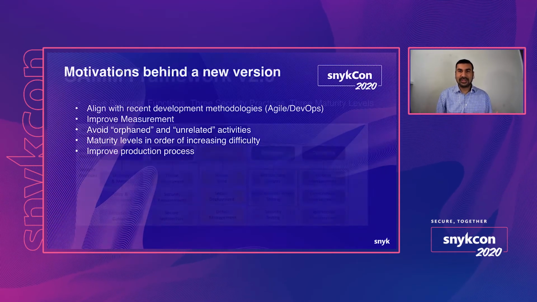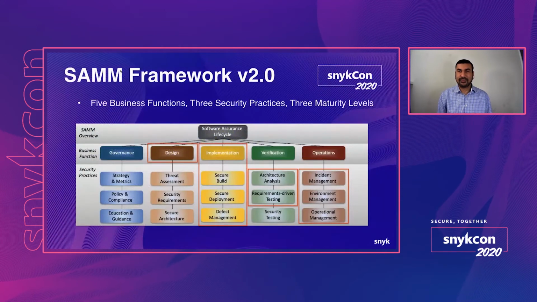At high level, this is the version 2.0 framework. And areas highlighted here are changes from SAM version 1.5, which we'll cover in a few minutes. SAM version 2.0 is defined in 3 different levels. At the highest level, SAM defines 5 critical business functions. Each business function is a category of activities related to the nuts and bolts of software development. For each business function, SAM defines 3 security practices. Each security practice is an area of security-related activities that build assurance for a respective business function.